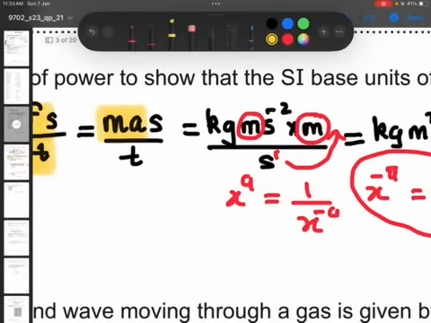The SI base unit of mass is kg, so we substitute kg. The SI base unit of acceleration is meters per second squared. We don't waste our time trying to derive the SI base units of acceleration from the definition of acceleration, since acceleration is something that we use a lot in kinematics. Then the SI base unit for displacement is meter, and the SI base unit for time is second.